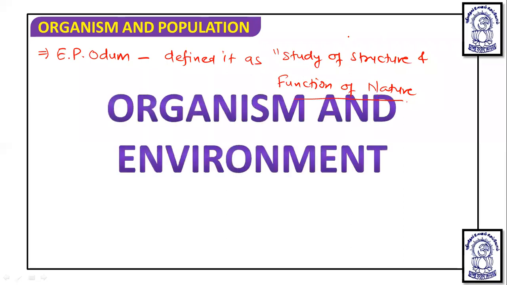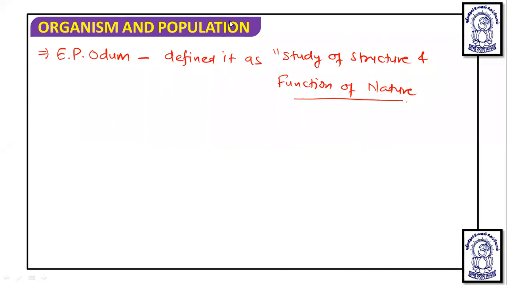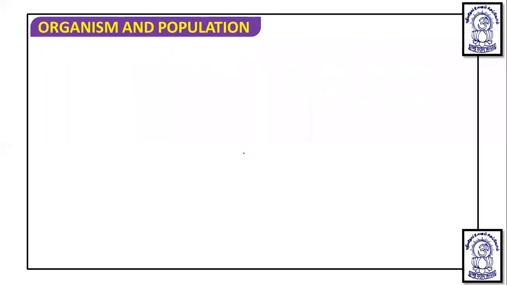Now we are going to talk about organism and environment. Let's study the types of ecology. There are two important types of ecology that we should know. Sometimes we will get this in the exam. Ecology has two main branches.